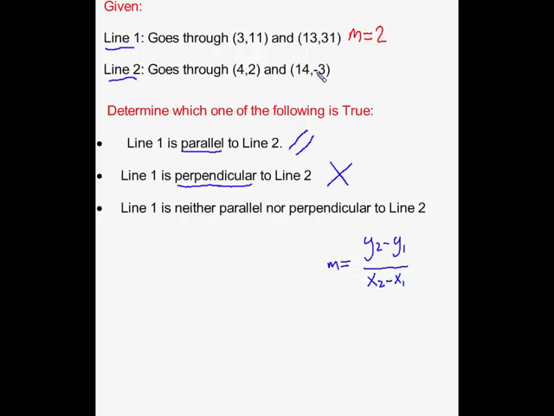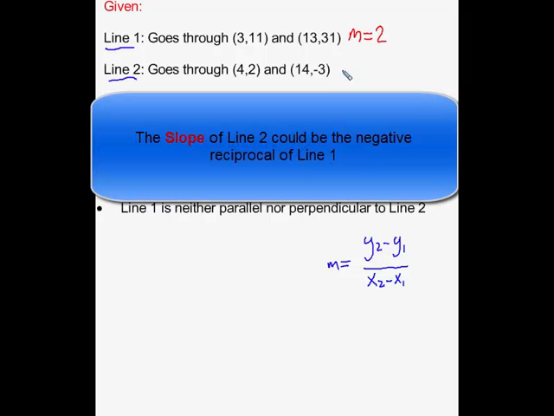Now, one of 3 things can happen. When I calculate the slope of line 2, if it comes out that its slope is 2, well, since they'd have the same slope, then their graphs would look like this, and I would conclude they're parallel. The other thing that could happen is that line 2 could be the negative reciprocal of line 1. If that's the case, they would be perpendicular.